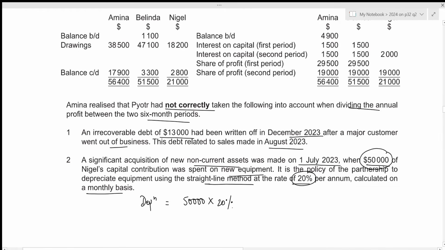But this will give the depreciation for an entire year. But we only need the depreciation for the second half of the year. That's why we multiply it by 6 and divide it by 12. This will give us the depreciation charge of 5,000. So we need to account for 2 different things. The first one is the irrecoverable debt of 13,000 and the second one is the depreciation of 5,000. In this case, remember that this 13,000 is the debt related to sales made in August 2023, which is the second half of the year, which means that this should be accounted for after Nigel has been introduced as a partner. And so is the case with this depreciation of 5,000. This also occurs in the second half of the year.